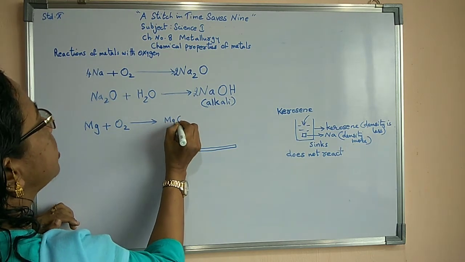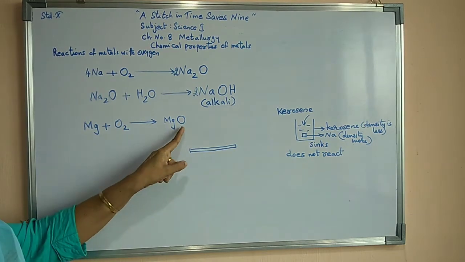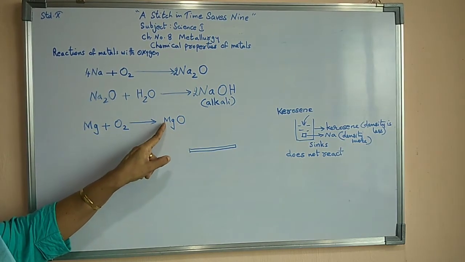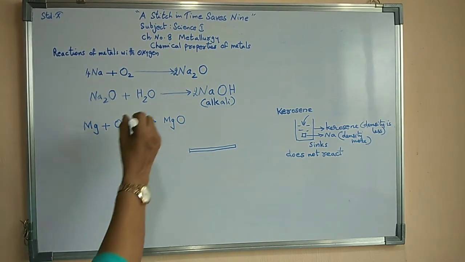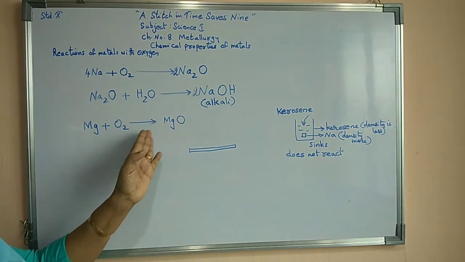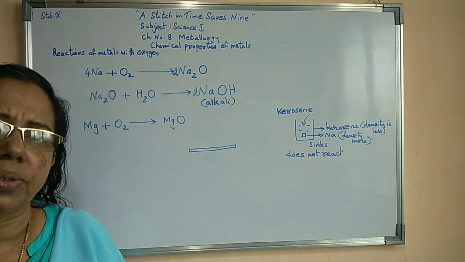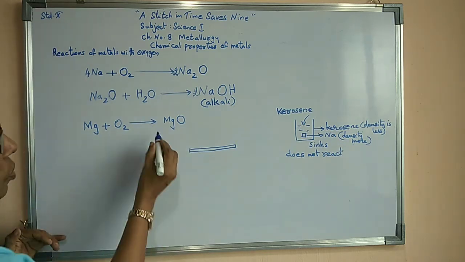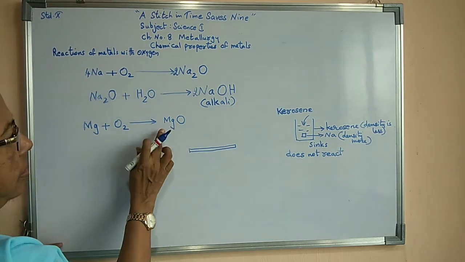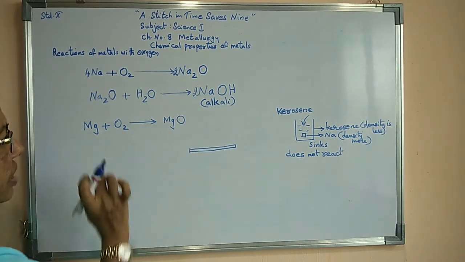magnesium oxide. We can say the valency of oxygen is 2, and the valency of magnesium is also 2. So 2 and 2 cancel. Because of that, the formula of magnesium oxide is MgO. M should be capital, g should be small. This is for magnesium, then oxygen.